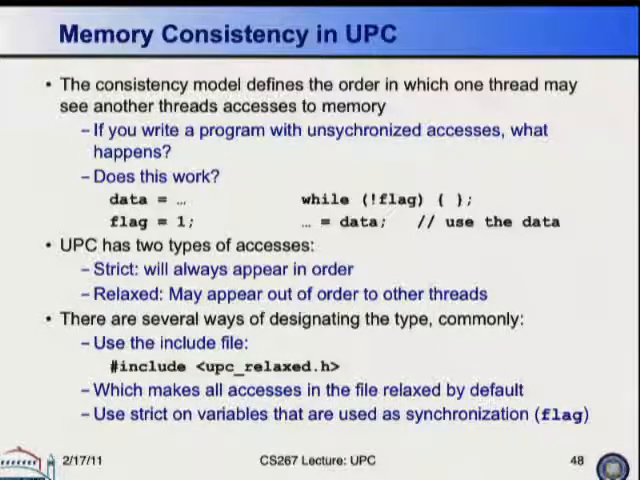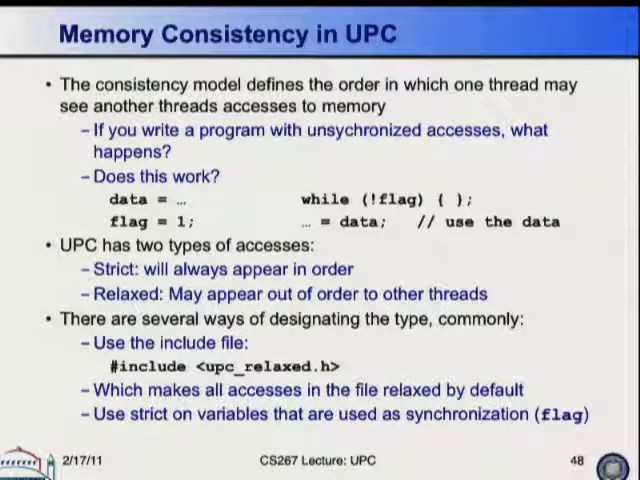It can be strict, in which case any execution, any statement, memory operations executed by one thread will always appear to happen in order by all the other threads in the system. So that's the strict order. A relaxed order is I see my own operations happening in order, but other people may see them happening out of order. So that would be a relaxed memory consistency model. You can get a relaxed model by just, in the whole program, using UPC relaxed.